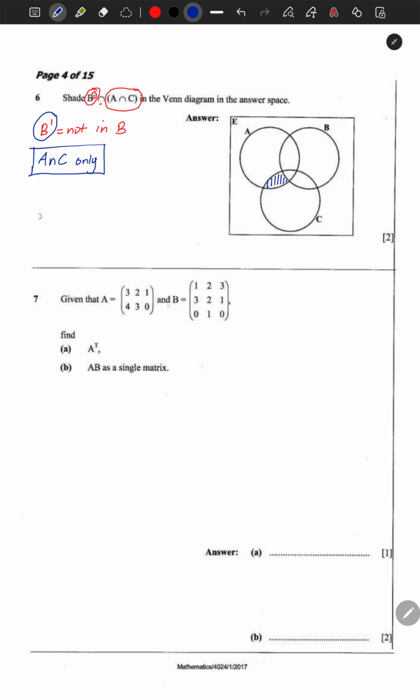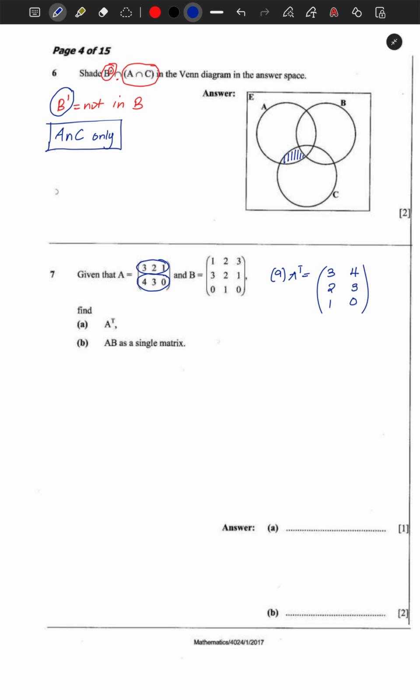Given that matrix A is this and B is that one, find A transpose and then find AB as a single matrix. A transpose means you just swap: this row becomes a column, and this other row becomes a column. That's all. You are done. You see how easy it is? So how do we find AB as a single matrix? What they're telling us to do is to multiply them.